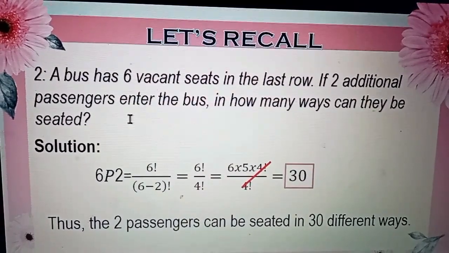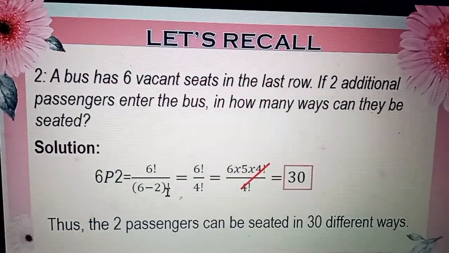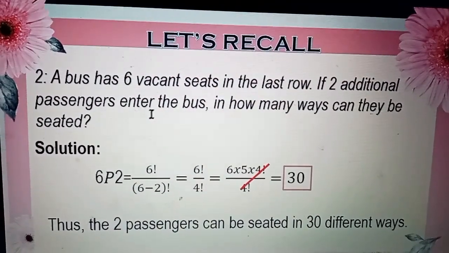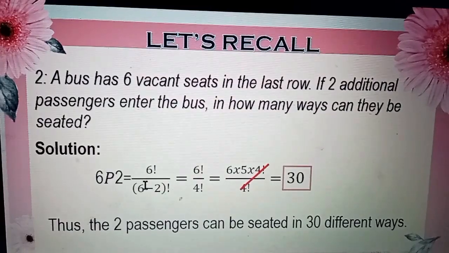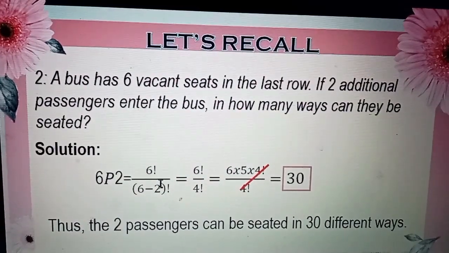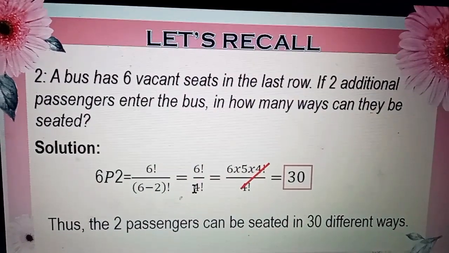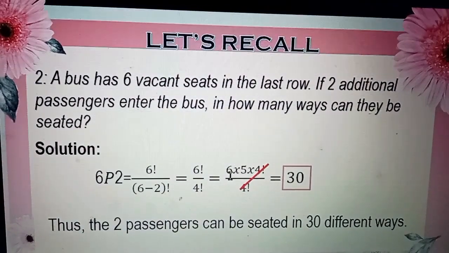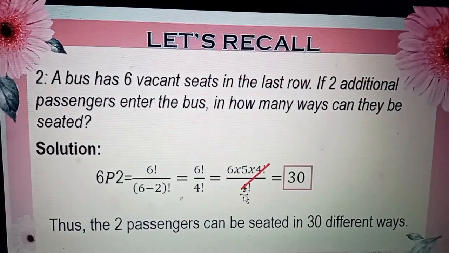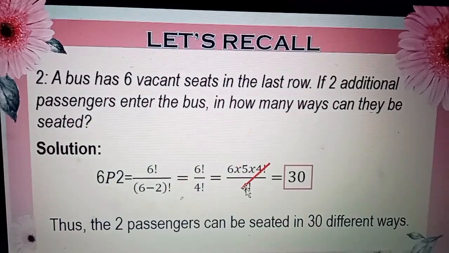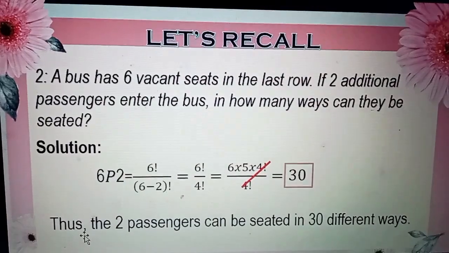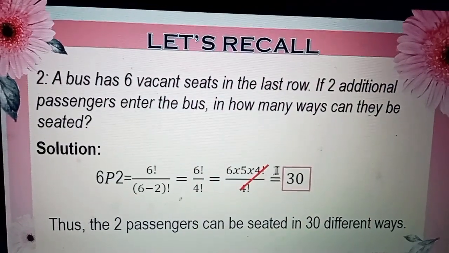Applying the formula for the permutation, n factorial all over the quantity of n minus r factorial. So 6 factorial all over 6 minus 2 factorial. 6 minus 2 is 4, so 6 factorial all over 4 factorial. So 6 times 5 times 4 factorial, all over 4 factorial. Cross out the 4 factorial, the remaining 6 times 5, so we have the product of 30. Thus, 2 passengers can be seated in 30 different ways.